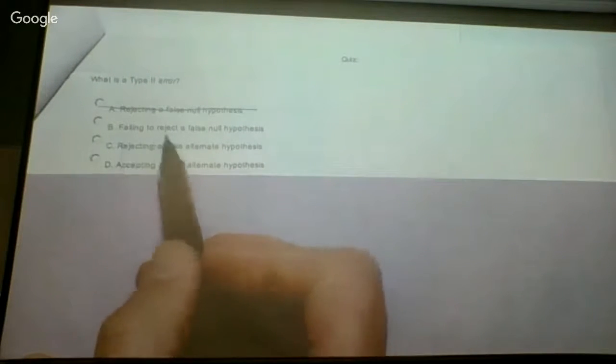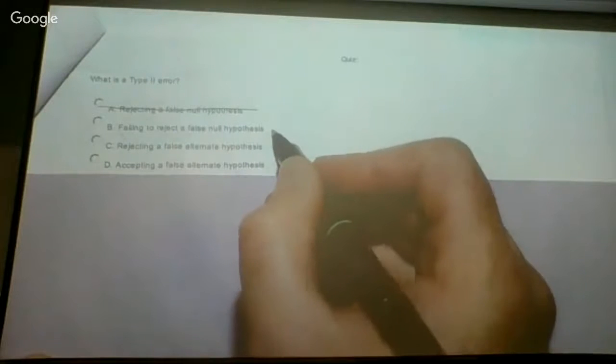However, failing to reject a false hypothesis could be an error. Rejecting a false hypothesis, again, can't be that. So one of those two things is a type 2 error. Either failing to reject a false null or accepting a false alternate.